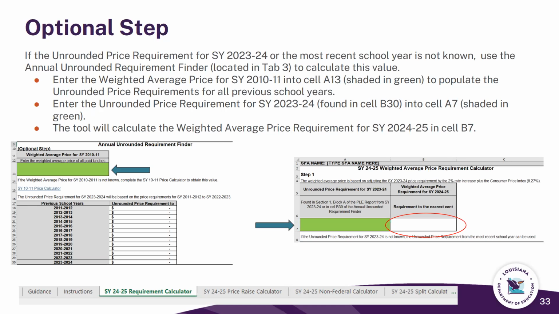Optional step, if the unrounded price requirement for school year 23-24 or the most recent school year is not known, the SFA will use the annual unrounded requirement finder located in tab 3 to calculate this value. Enter the weighted average price for school year 10-11 into cell I3 shaded in green to populate the unrounded price requirement for all previous school years. Enter the unrounded price requirement for school year 23-24 that's found in cell B30 into cell A7 shaded in green. The tool will calculate the weighted average price requirement for school year 24-25 in cell B7.